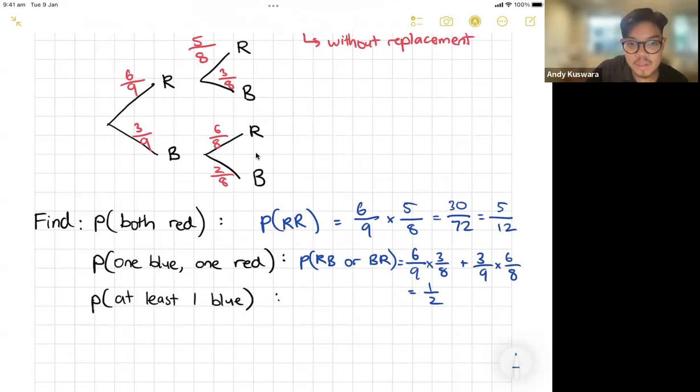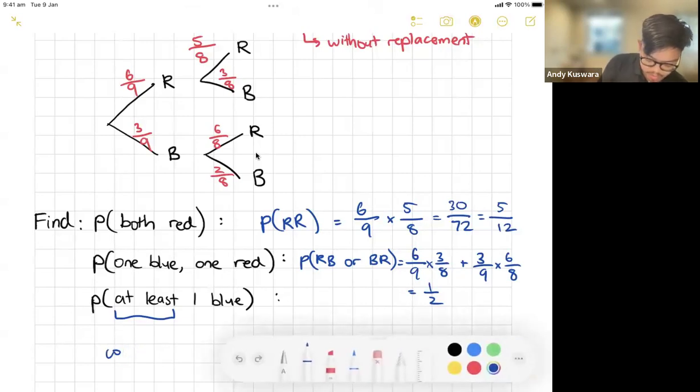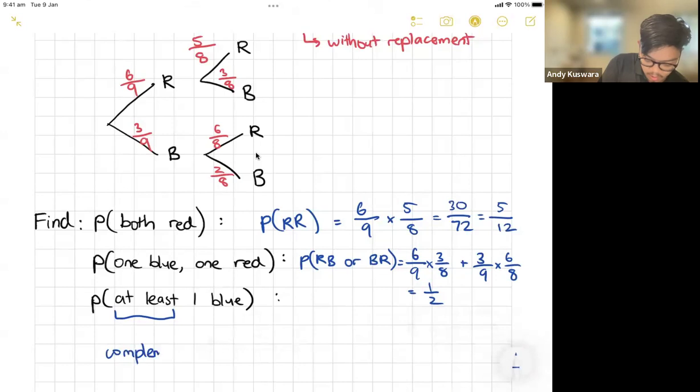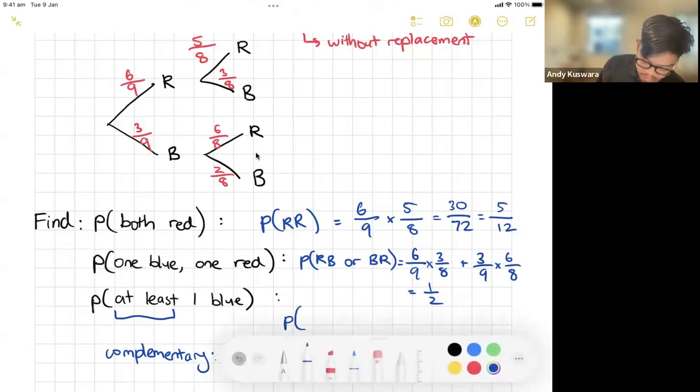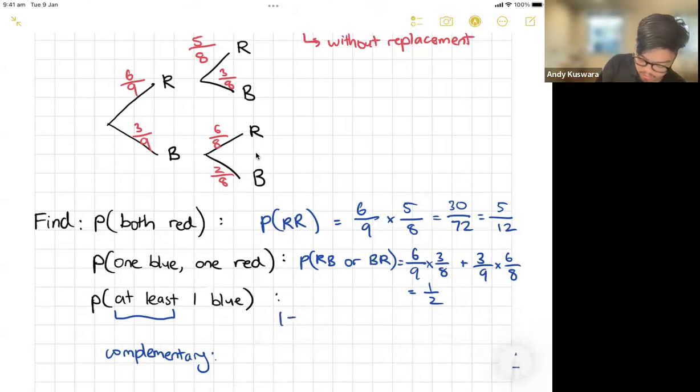And the last one, probability of at least. Now, at least, if you remember from last lesson, is probably the biggest hint that it's a complementary question. The easiest way to go: the probability of at least one blue is one minus the opposite of at least one blue, which is they're all red. So I'm just going to go one minus the probability of red, red.